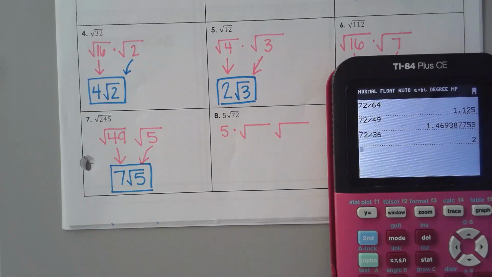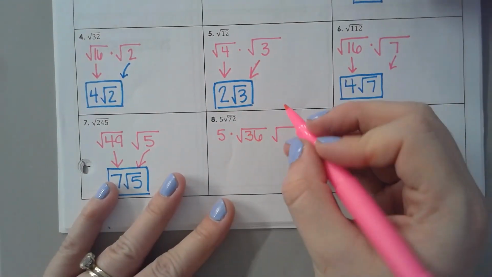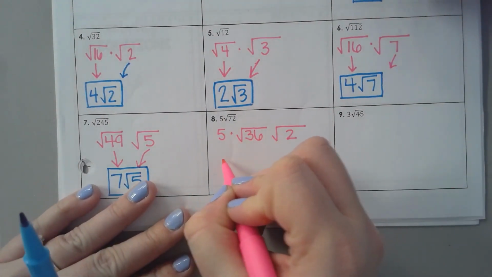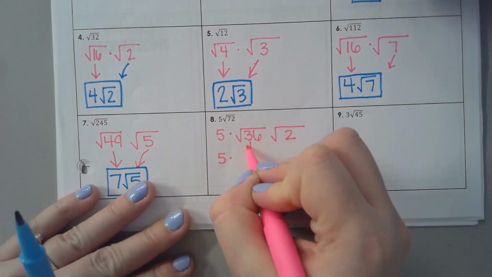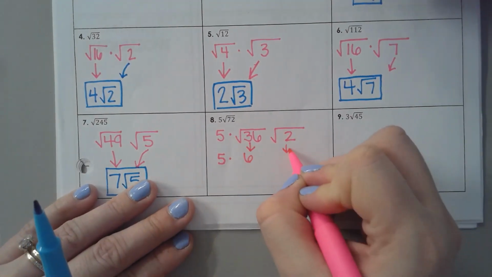And it's 36. If you had started with like 4 goes into 72, 9 goes into 72, and 36 goes into 72. So you need to start with your bigger numbers and work your way back. So this is 36 times 2. So I'm going to bring down my 5. What's the square root of 36? 6. Bring down the square root of 2.